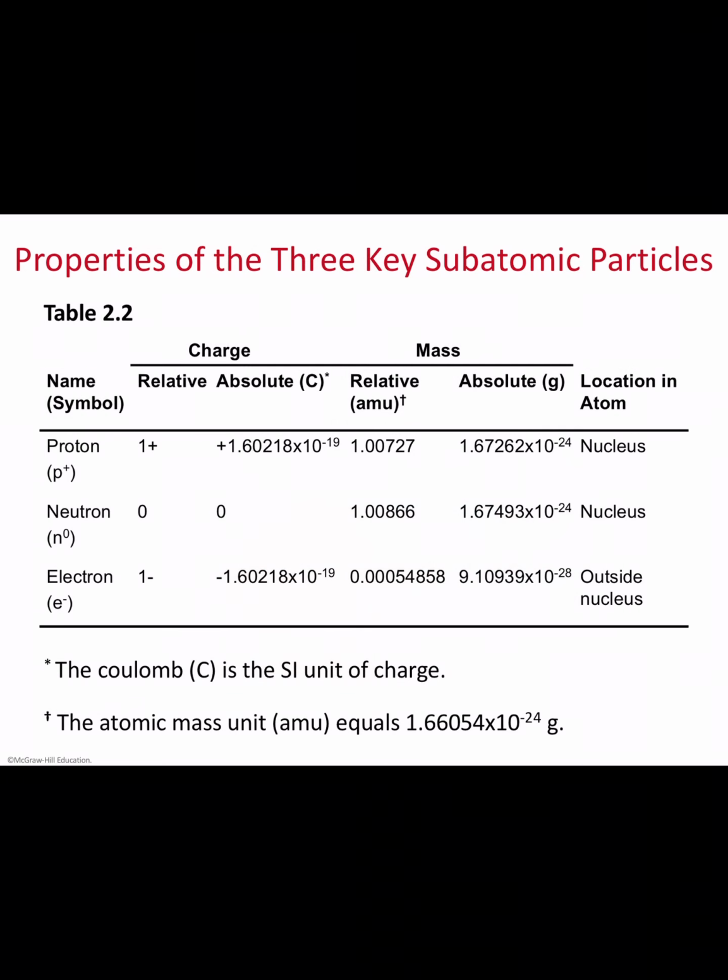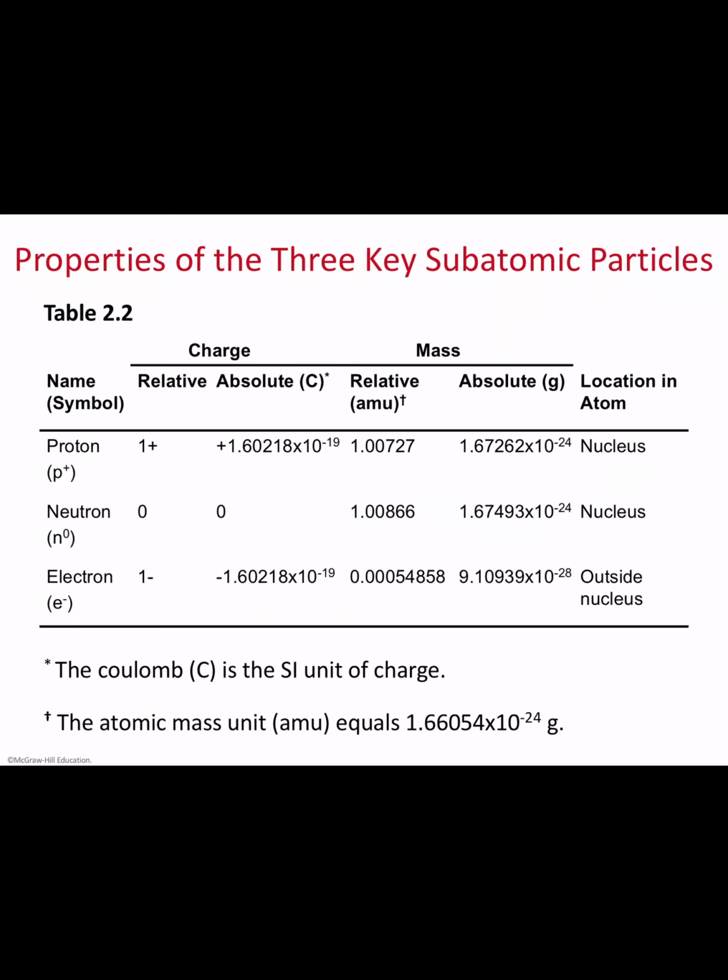These are the properties of three key subatomic particles. Proton is positively charged, relative charge is +1, but the absolute charge is 1.60218 into 10 to the negative 19. That is the absolute charge, positive 1.602.